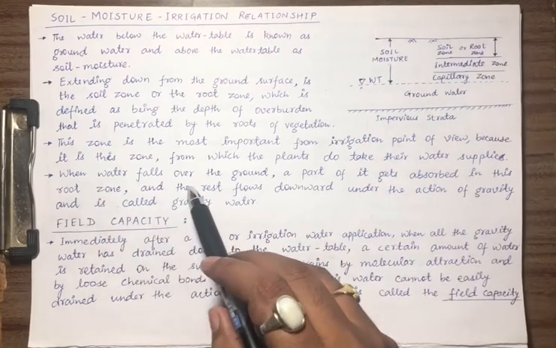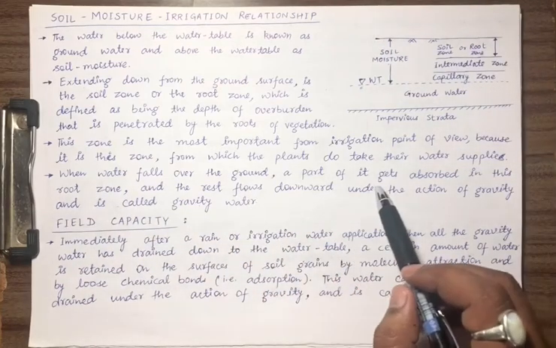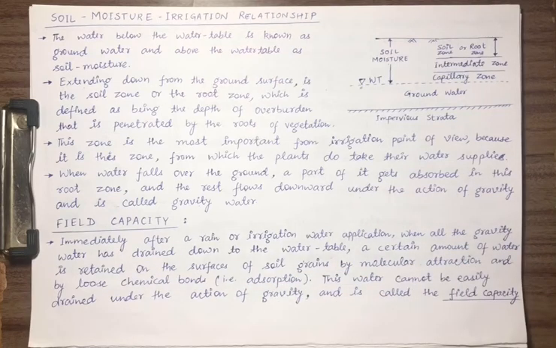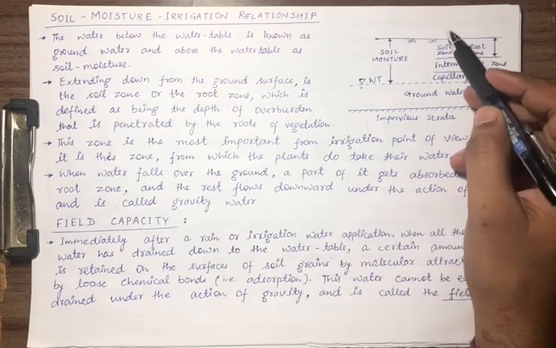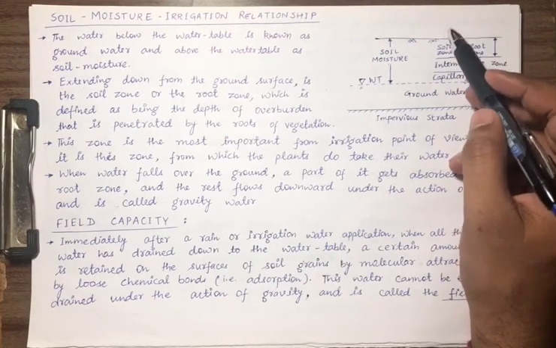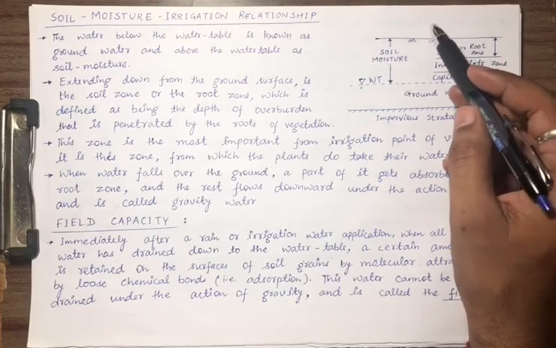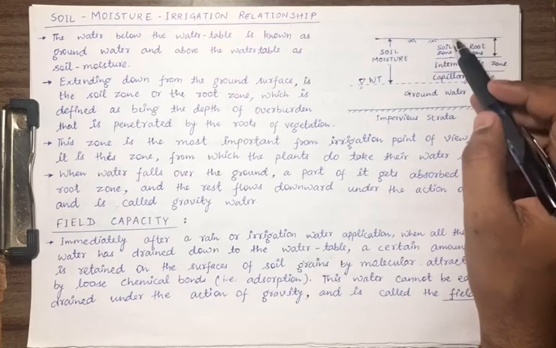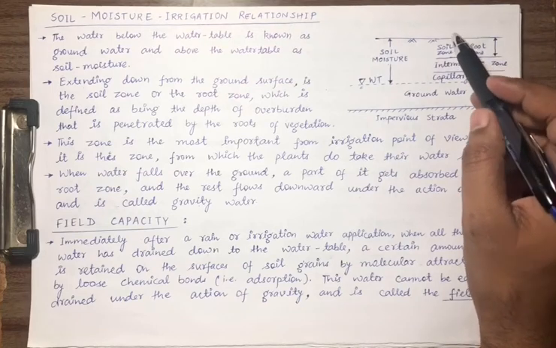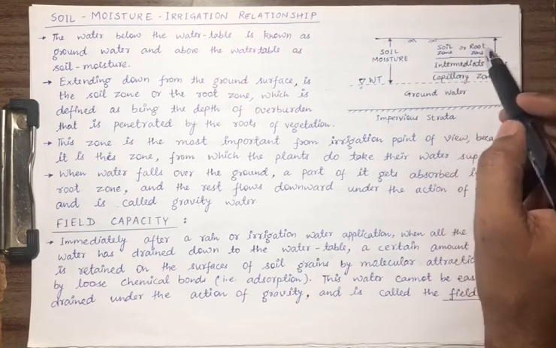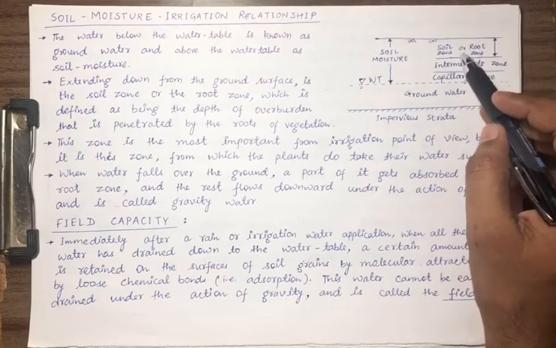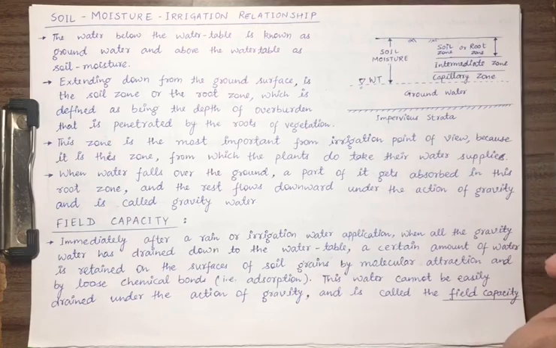When water falls over the ground, a part of it gets absorbed in this zone and the rest flows downward under the action of gravity and is called gravity water. So if water is coming in the form of precipitation, rainfall, or in the form of irrigation water, that water will penetrate the surface and be absorbed by the soil zone, and the rest will flow under the effect of gravity.